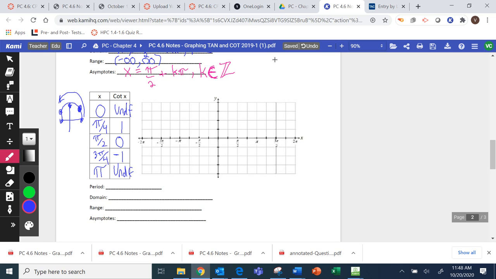I'm drawing these little pictures of the unit circle because you guys are going to have to know these values. They will not be provided to you. You have to know them. So I will have an asymptote at 0 and at pi. And then from there, I follow the pattern to find more asymptotes.